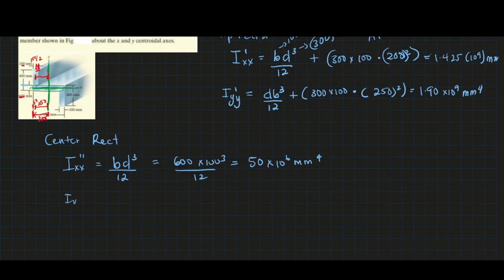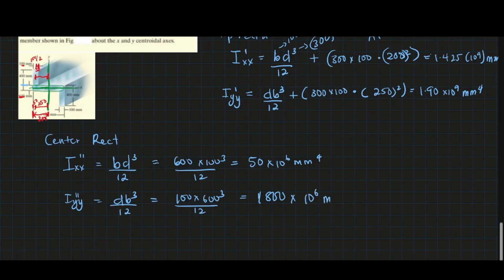And then Iyy is simply, just switch it, db cube over 12, which is 100 times 600 cube, a very large number, over 12, equals 1800 times 10 to the power 6 mm4.